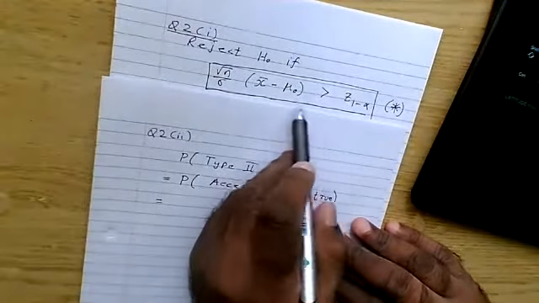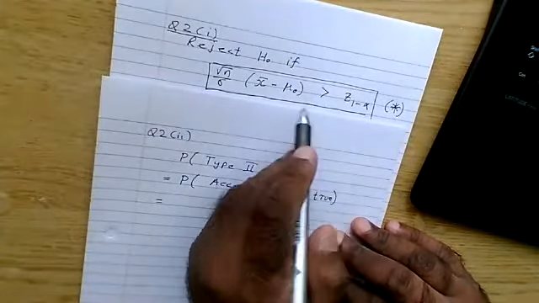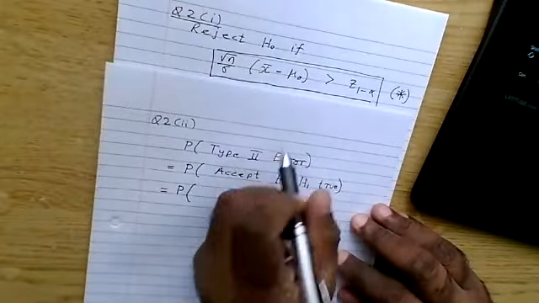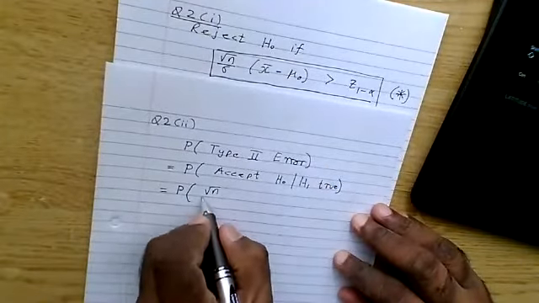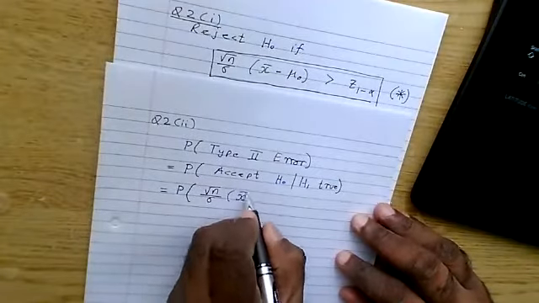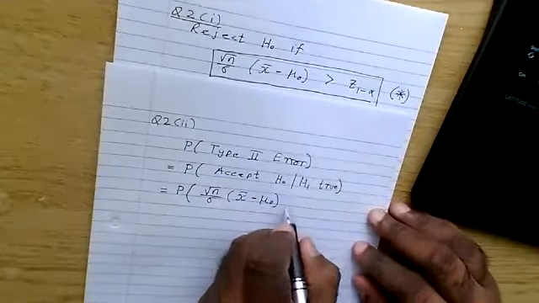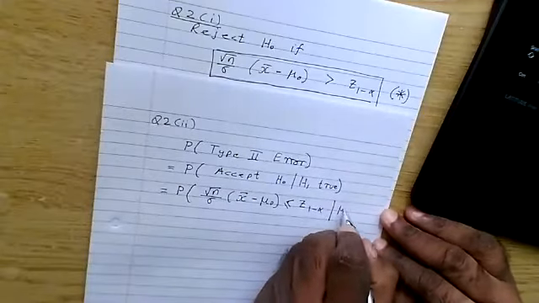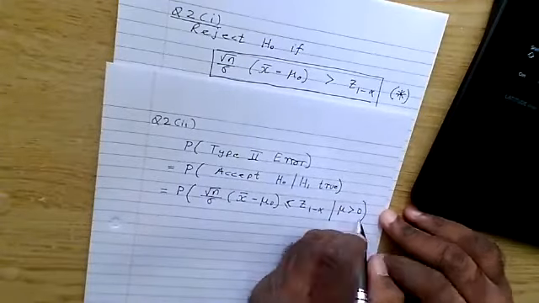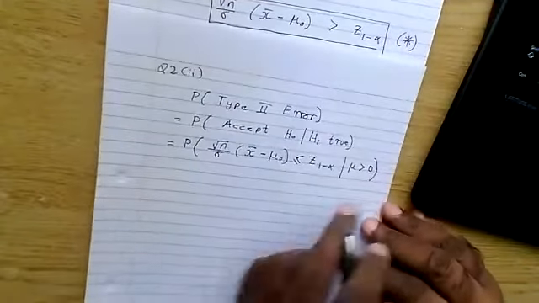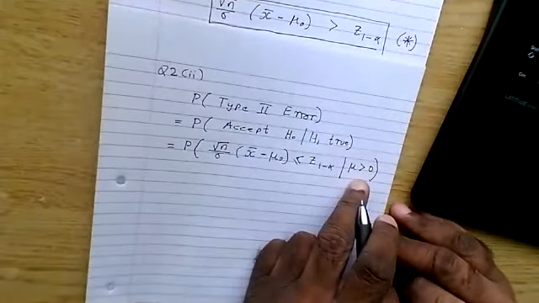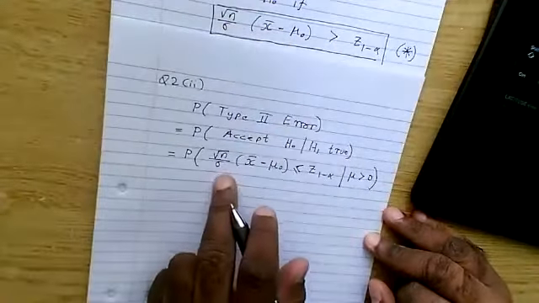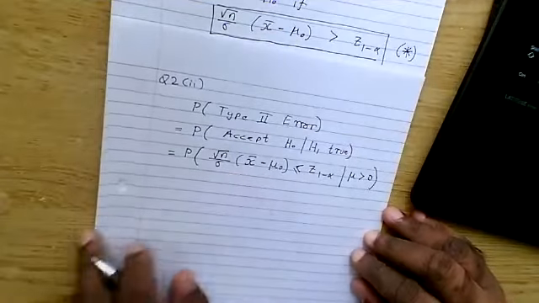This is the rule for rejecting the null hypothesis, right? So the rule for accepting the null hypothesis will be the opposite of this. In other words, this is mu greater than 0. This is the alternative hypothesis. And this is the opposite of this rule. This is the rule for rejecting, and hence this is the rule for accepting, right?